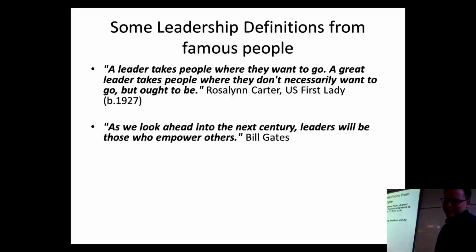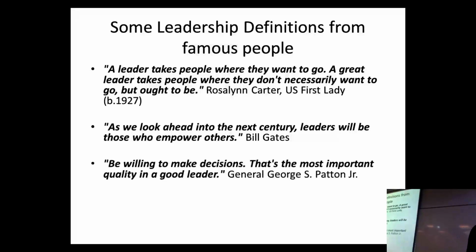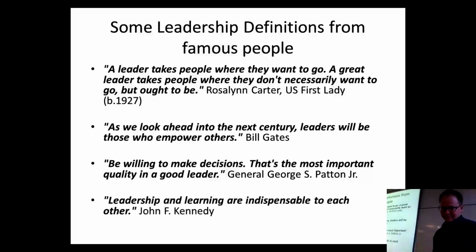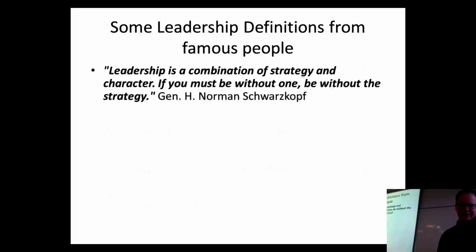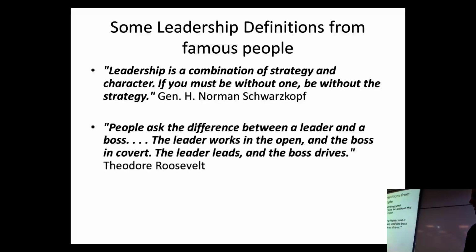As we look ahead into the next century, leaders will be those who empower others. So, be willing to make decisions. That's the most important quality in a good leader. Leadership and learning are indispensable to each other. So it's quite interesting. And then a little bit different spin to it. Leadership is a combination of strategy and character. If you must be without one, be without a strategy. So this comes from the military, I should add.